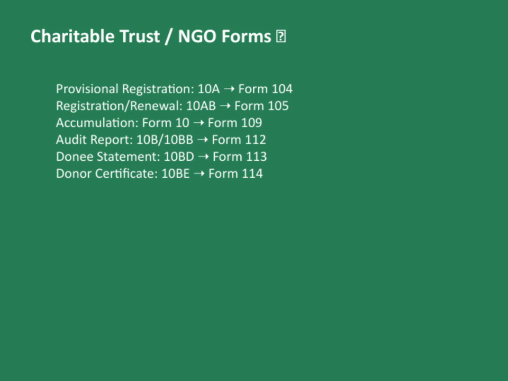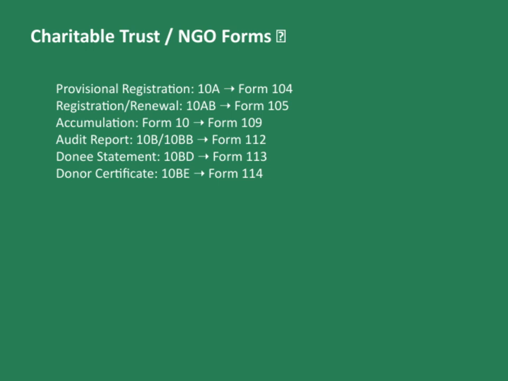For accumulation of funds, organizations typically file Form 10, and then if they need to report on accumulated funds or investments, they submit Form 109. When it comes to audits, the relevant forms are 10B and 10BB, which are submitted via Form 112. This is crucial for transparency and accountability, especially for large or complex trusts.